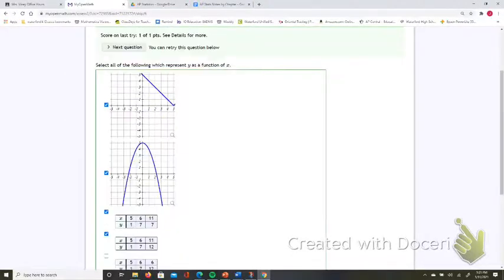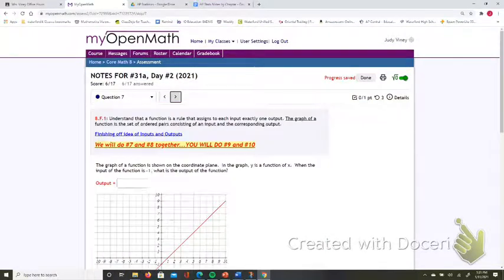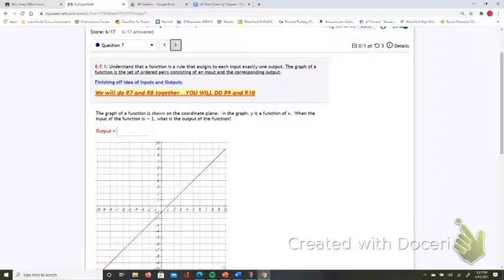Submit. Okay, number 7, this is one that we did. No, this is new, sorry. So this is a new idea where it says, okay, I'm giving you a graph, and I'm going to give you the input, and I want to know what the output's going to be. So if I give you the input of -1, I want to know what the output of the function is.